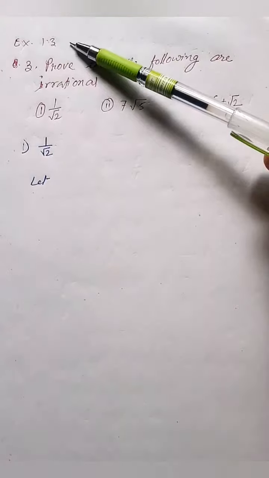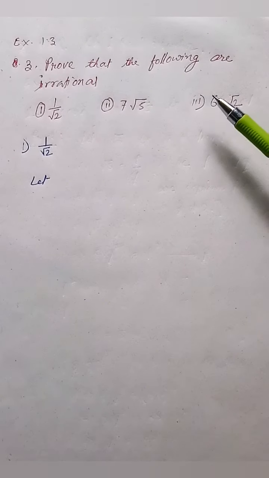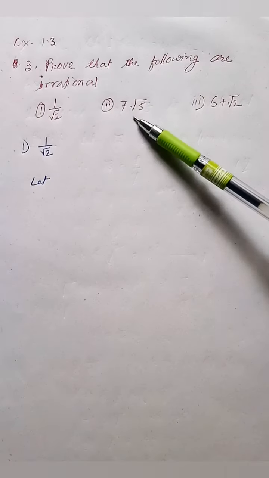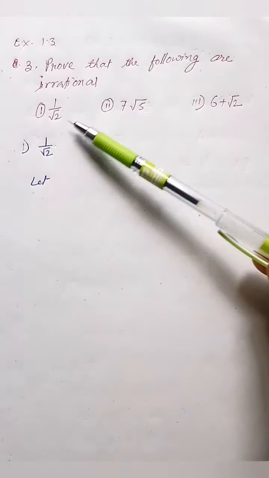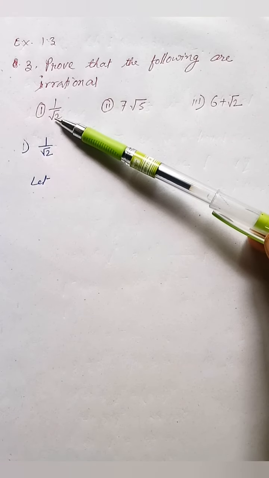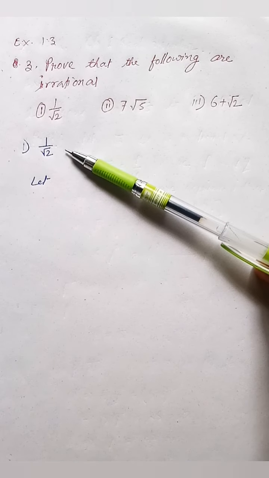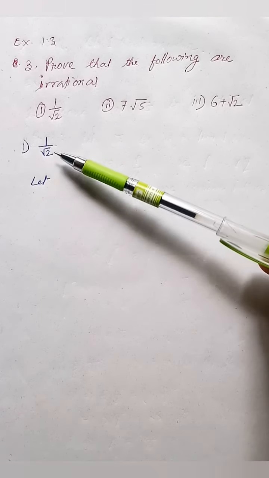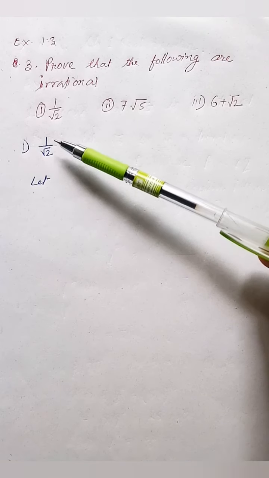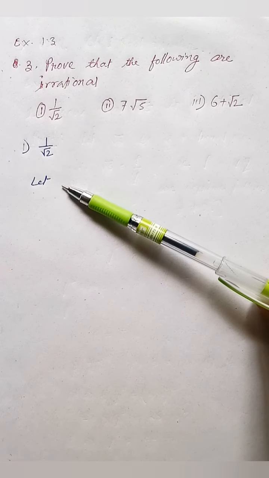So it is from exercise 1.3, question number 3. Prove that the following are irrational. So here some real numbers are given. They are irrational numbers. You have to prove they are irrational. So I pick up problem 1, that is 1 by root 2. It is clearly an irrational number. It should be proved as irrational. So for that I'll take the contrary method to prove it. Let us take it as rational. It is irrational, but let me take it as rational.